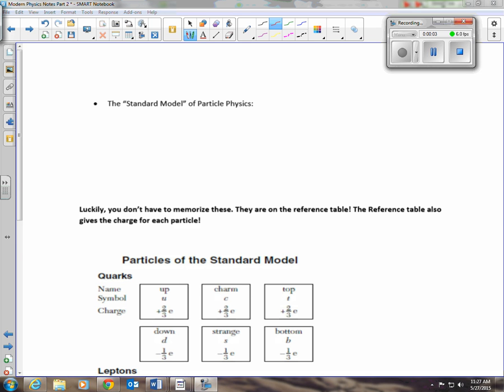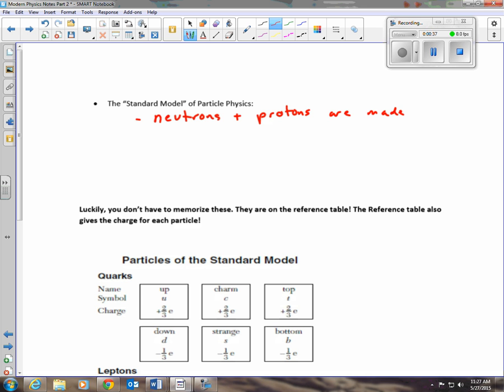Going to finish off the modern physics unit talking about the standard model of particle physics. As I said before, as the energies of the particle colliders got higher and higher, they could smash apart nuclei and find that nuclei were made up of protons and neutrons. It turns out that at even higher energies, they found that you could split neutrons and protons. So neutrons and protons are made up of smaller particles called quarks.